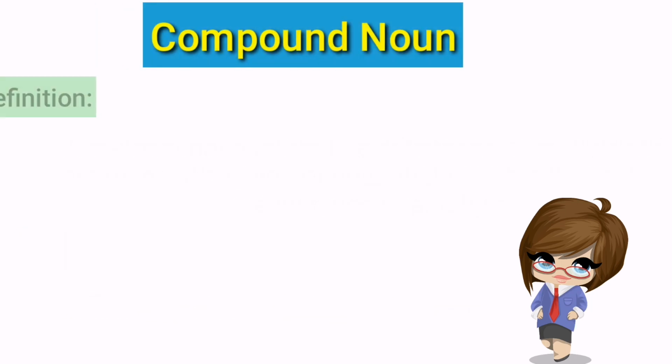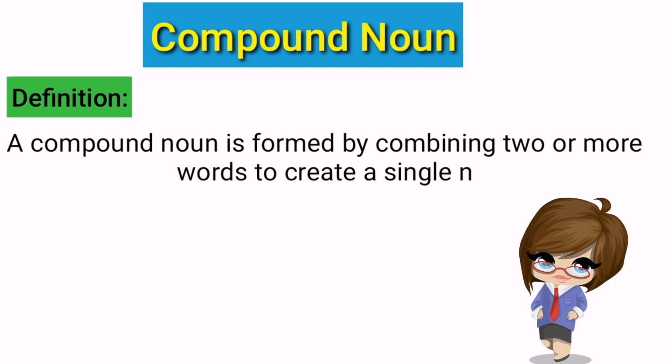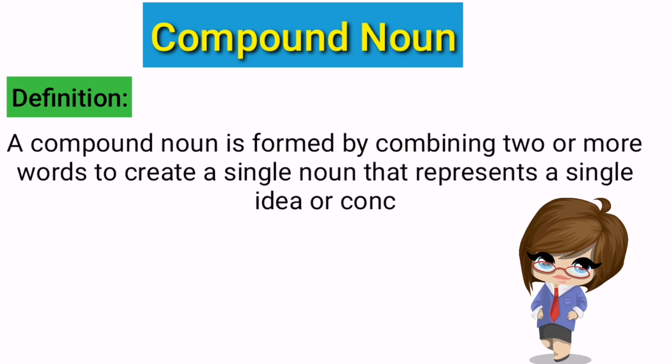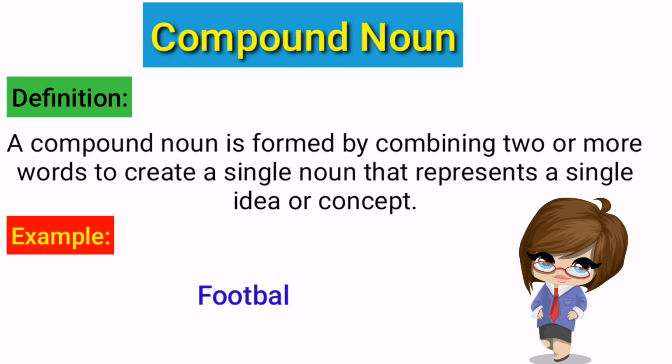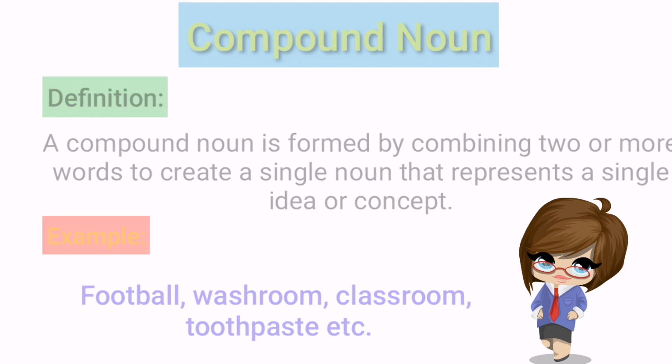Compound noun. A compound noun is formed by combining two or more words to create a single noun that represents a single idea or concept. Compound nouns can be written as separate words, hyphenated words, or combined words. For example, football, washroom, classroom, toothpaste, etc. They are considered compound nouns because they are formed by combining two or more words to create a single noun that represents a specific concept.